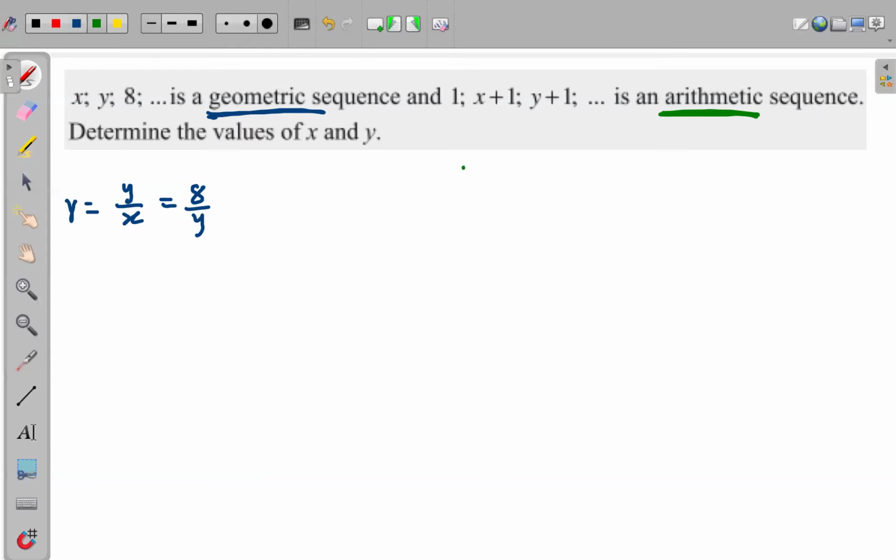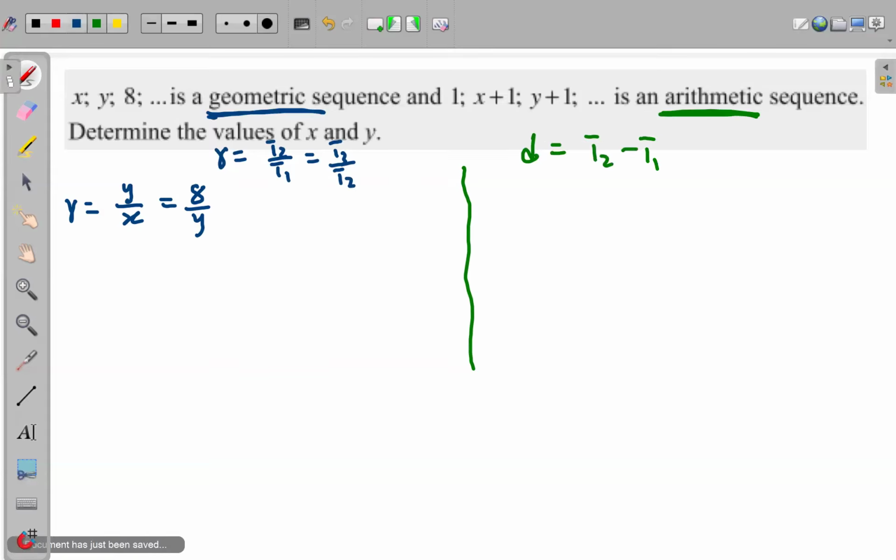When it comes to the arithmetic, I deal with what we call a constant difference, which means, let me remind you, in the geometric, we deal with a constant ratio where T2 divided by T1 is equal to T3 divided by T2. With the arithmetic, we are dealing with a constant difference where D is equal to T2 minus T1, and this must give me the exact same value as T3 minus T2. So what's going to happen here, I'm going to go x plus 1 minus 1.